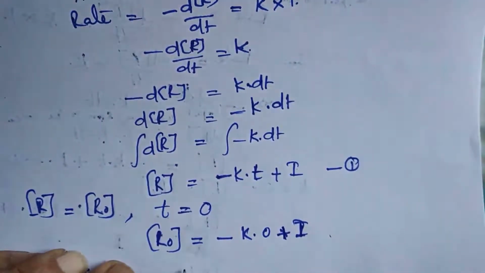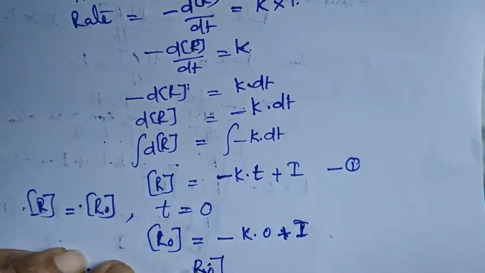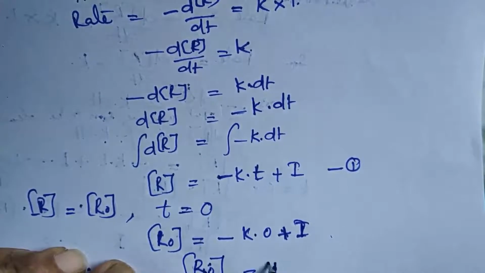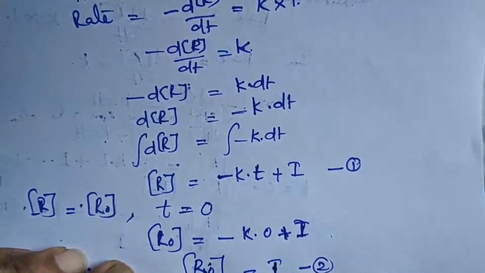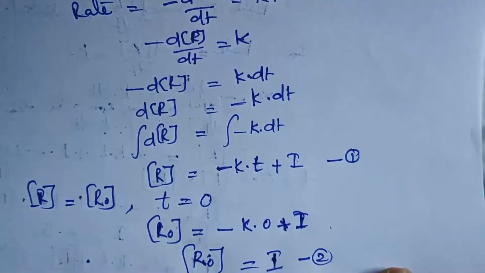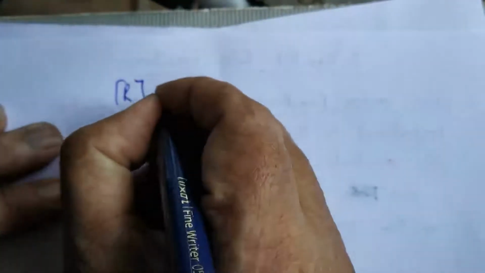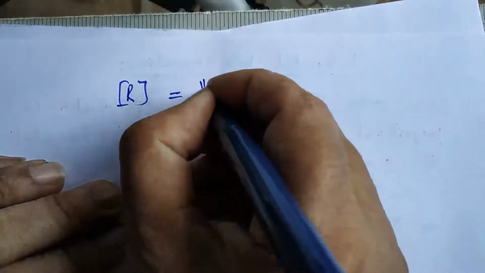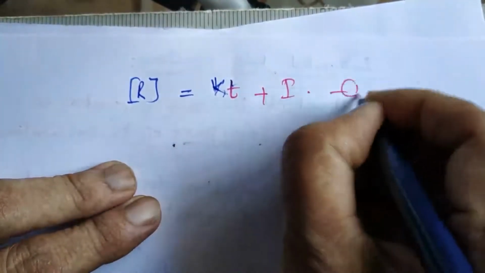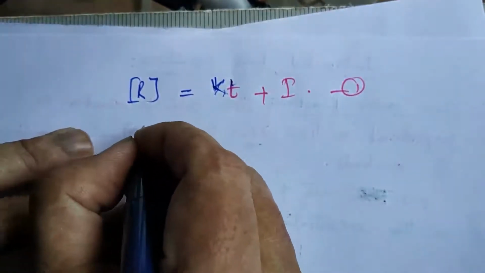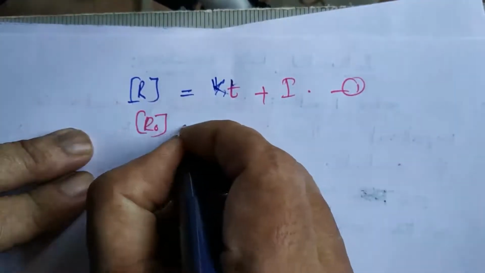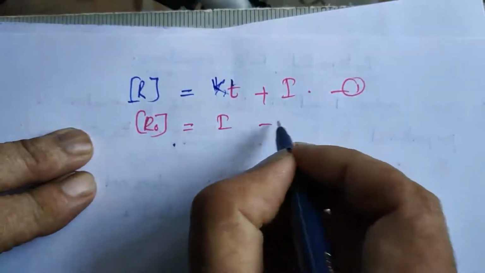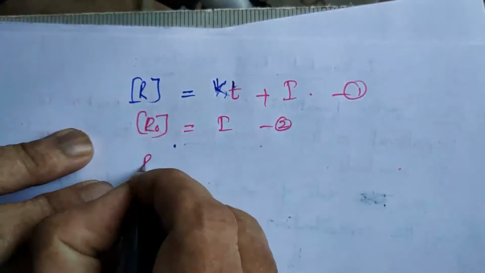So from this equation, R0 is equal to I, that is the second equation. R0 equal to I is the second equation. What is the first equation? R is equal to minus kt plus I. This one is the first equation, and the second equation is initial concentration R0 is equal to I. So first put 2 in 1, that is R0.